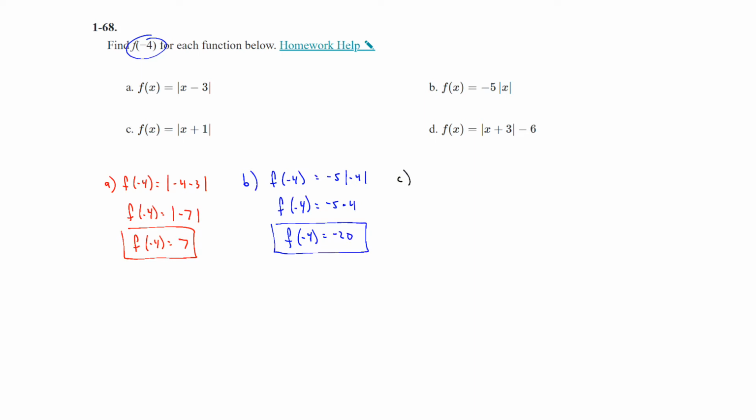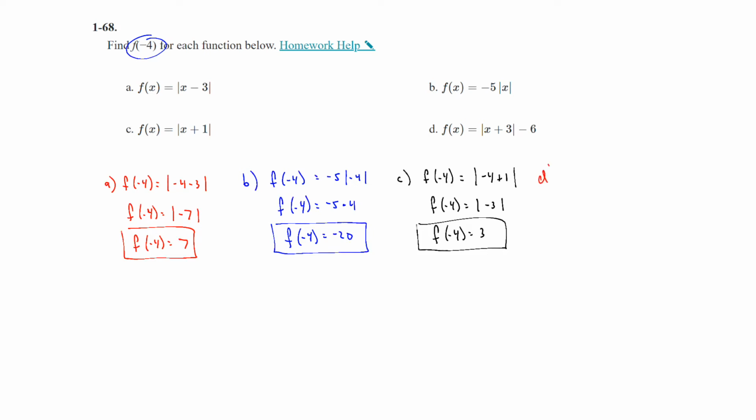For C, f of negative 4 again is equal to the absolute value of negative 4 plus 1. Simplify inside the absolute value first. So negative 4 plus 1 is negative 3, and then find the absolute value. The absolute value of negative 3 is 3.